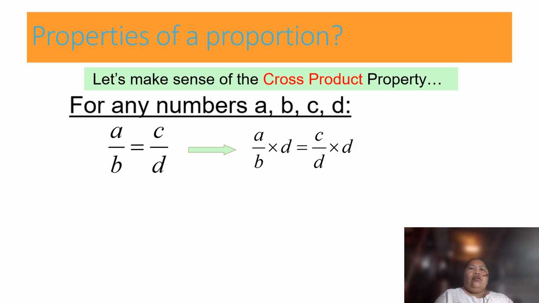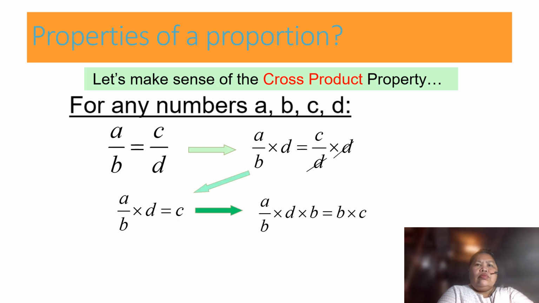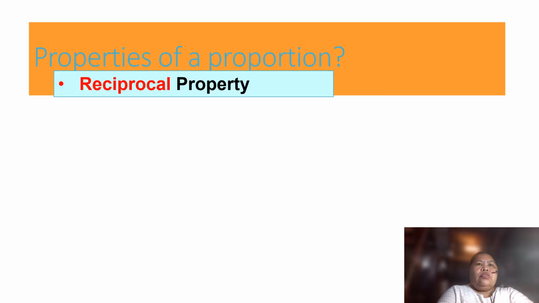So here we multiply and cross product. So we have then cancel. And then we cancel again. So that makes sense. That's how we get a proportion, the formula for proportion.